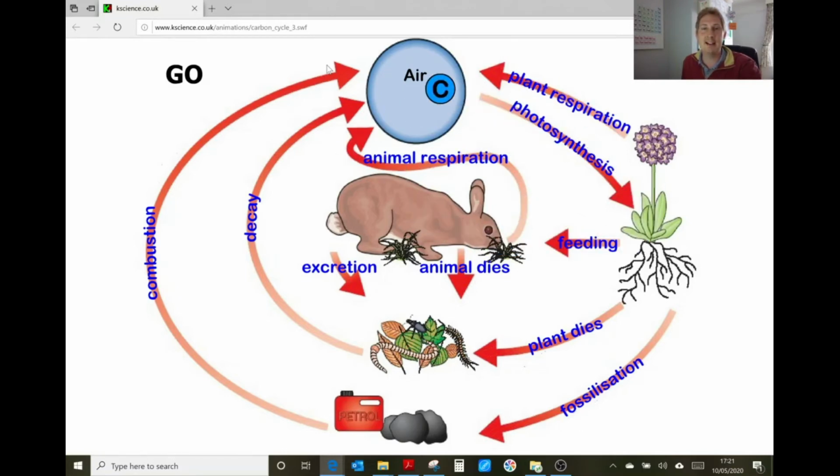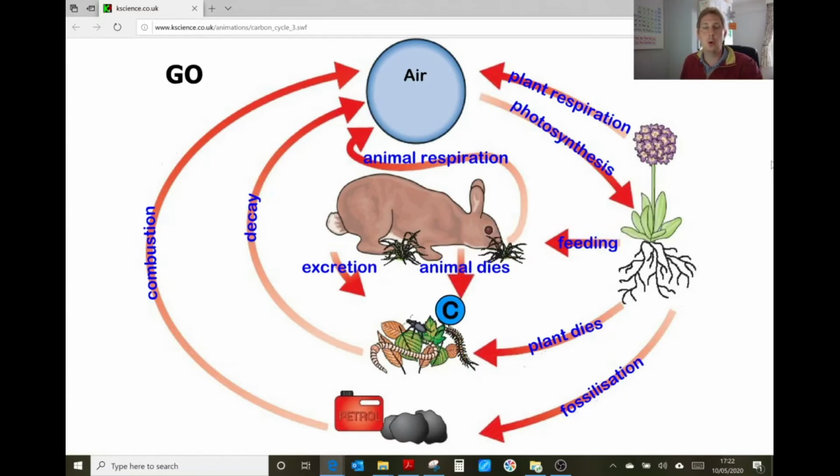cycle back into the air as carbon dioxide, then into more complex molecules in the plants and the animals, sometimes getting locked up down here as fossil fuels for millions and millions of years, sometimes actually going straight in and out of the plants as it did there, maybe in only a day, but constantly cycling into the air and back out again. And what I'd like you to do is make your own version of this diagram.